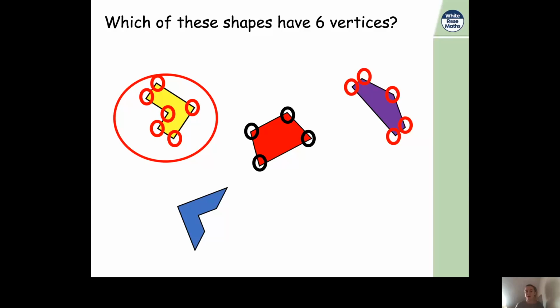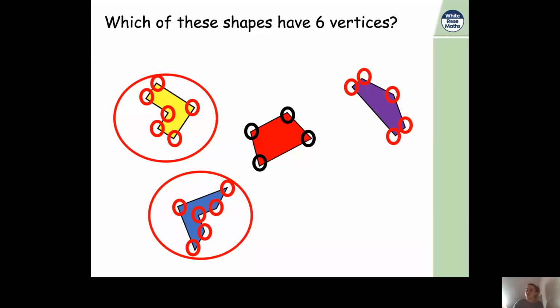Now, what about the last shape, the blue one? Well, let's count together again. Are you ready? We've got 1 vertex, 2 vertices, 3 vertices. Don't forget, even though it's pointing inwards, it's still a vertex. So we're up to 3 vertices. We've got 4 vertices, 5, 6. Have we got any more? No, we've circled all of the vertices and we ended up with 6 vertices. So yes, this shape can be circled because it has 6 vertices. Fantastic. Well done if you got those right, if you spotted the 2 shapes that have 6 vertices.